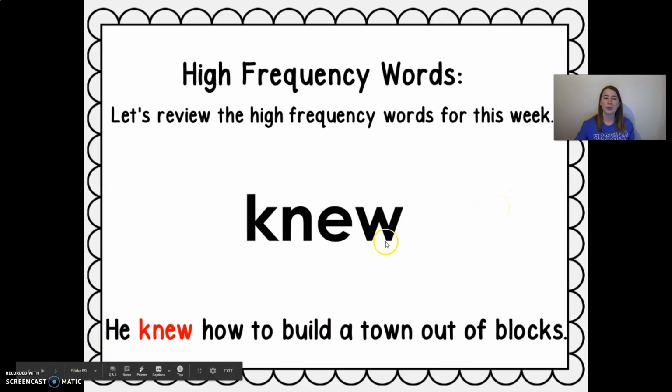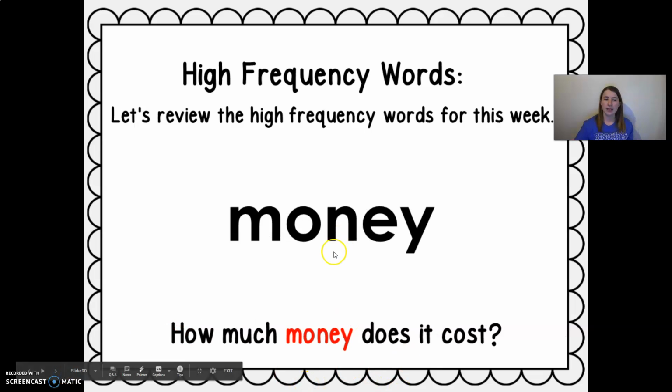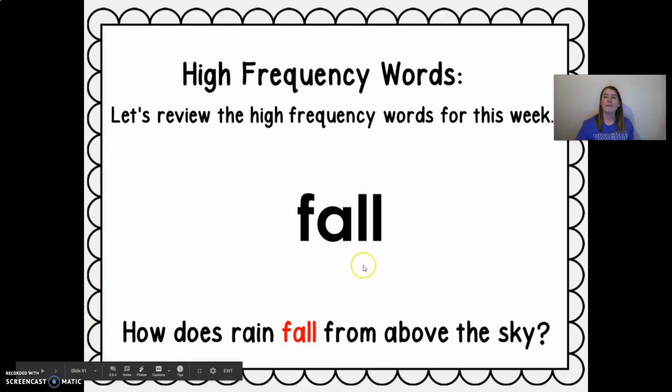Alright, this word was knew. He knew how to build a town out of blocks. Knew. The K is silent. Let's spell it. Let's go write it. K-N-E-W, knew. Alright, money. How much money does it cost? Has a question mark. Let's write the word money. M-O-N-E-Y, money.